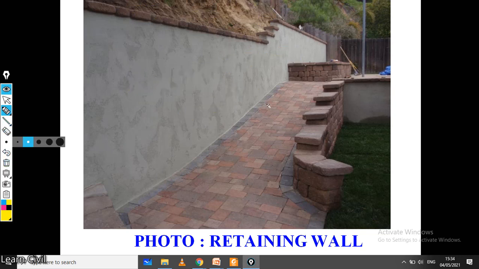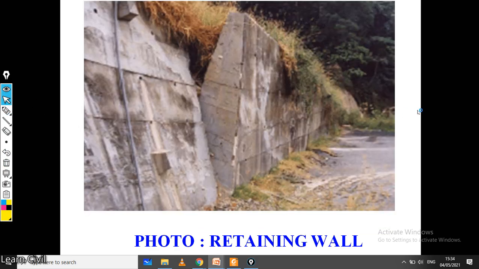Okay, I'll show some more pictures to you so it will be clear for you. You can see here some retaining wall structure. It will be retaining the soil mass or hill portion from this side. It has failed due to some extra pressure, or it was not designed properly, therefore it is failing. Okay, so this is considered as a retaining wall.